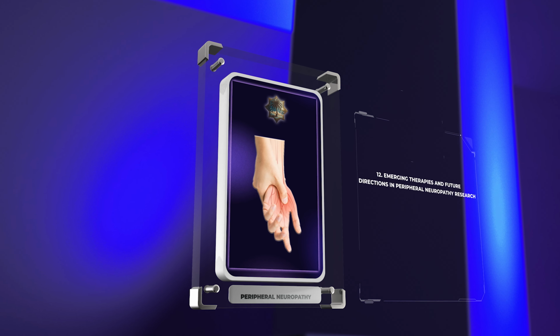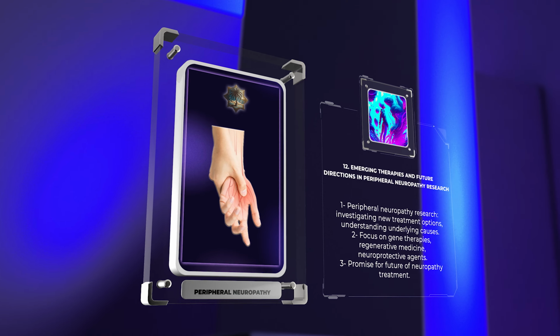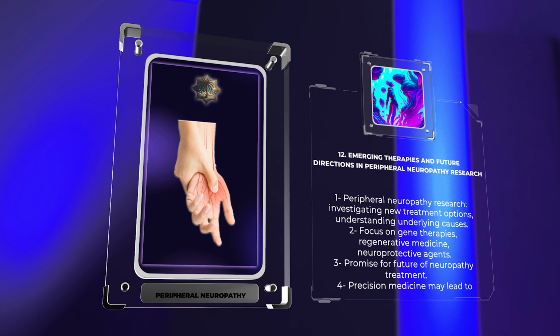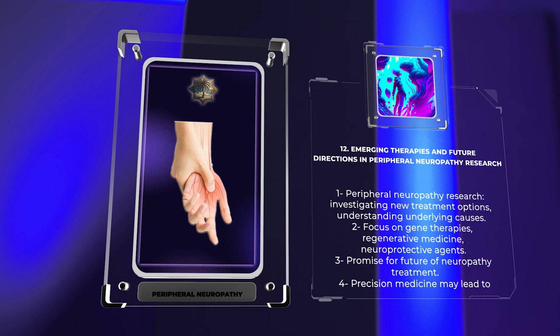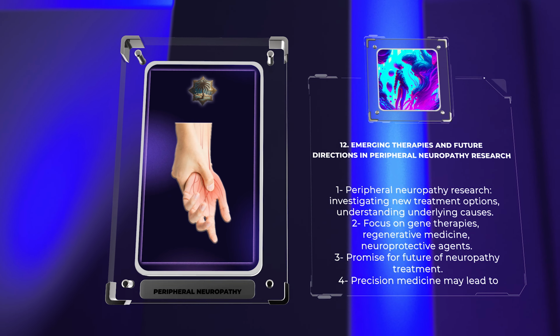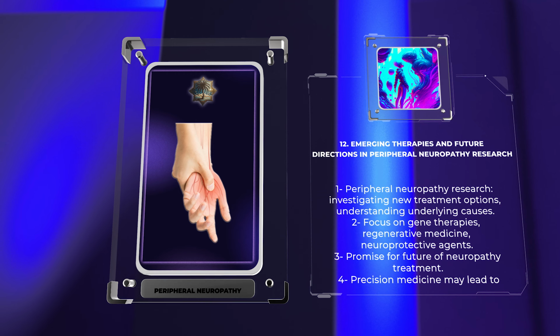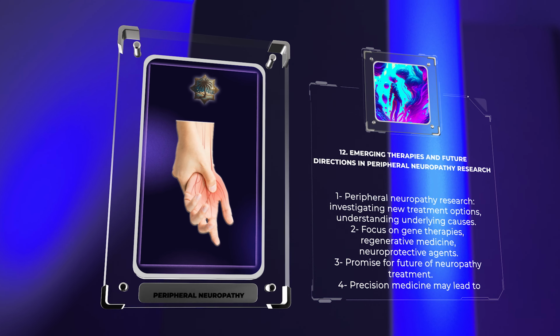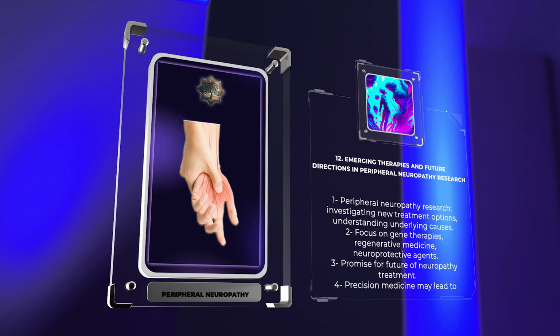In the field of peripheral neuropathy research, scientists are actively investigating new treatment options and working to gain a deeper understanding of the underlying causes of this condition. Recent advancements have focused on emerging therapies such as gene therapies, regenerative medicine, and neuroprotective agents. These innovative approaches hold great promise for the future of neuropathy treatment.